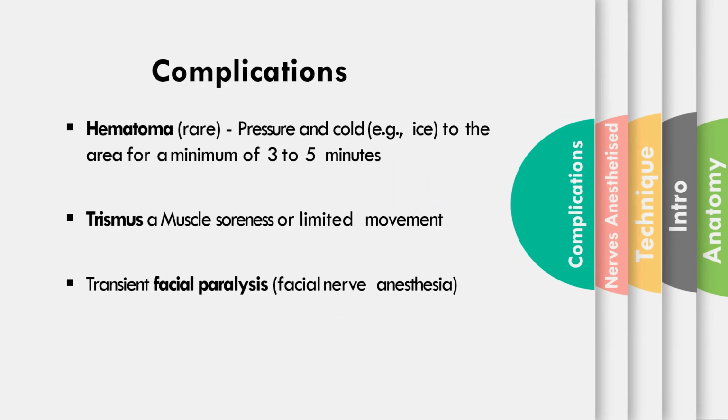Complications. Hematoma is rare, which can be controlled by application of pressure and ice to the area for at least 3 to 5 minutes. Next is trismus, a muscle soreness, and this could be because of injury to the medial pterygoid muscle. Next will be the facial nerve paralysis.